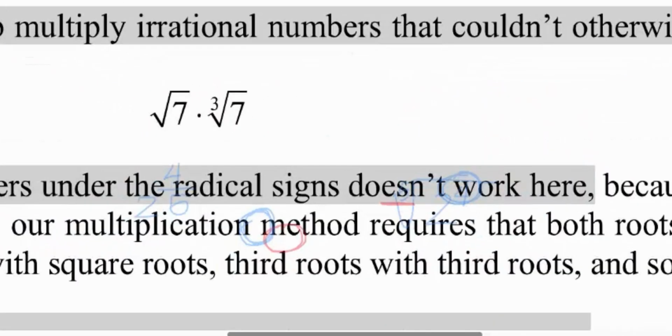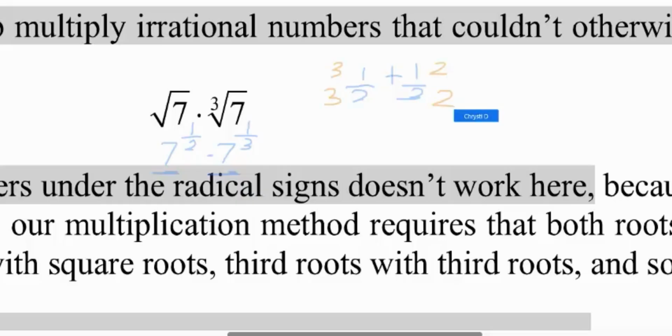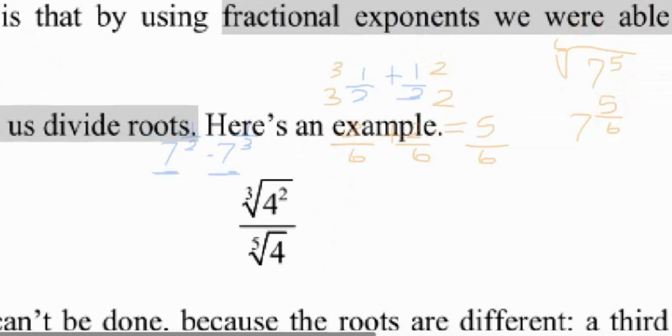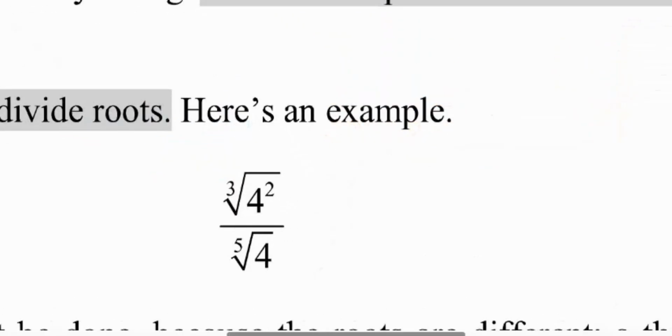All right, so for this one, if we wanted to rewrite this with the exponents, we would say 7 to the 1/2 times 7 to the 1/3. And because the bases are the same, we can add 1/2 plus 1/3, which is not lovely because the denominators aren't the same. So we have 3/6 plus 2/6, which is 5/6. So we could say that's the same as 7 to the 5/6 power, or the 6th root of 7 to the 5th power.